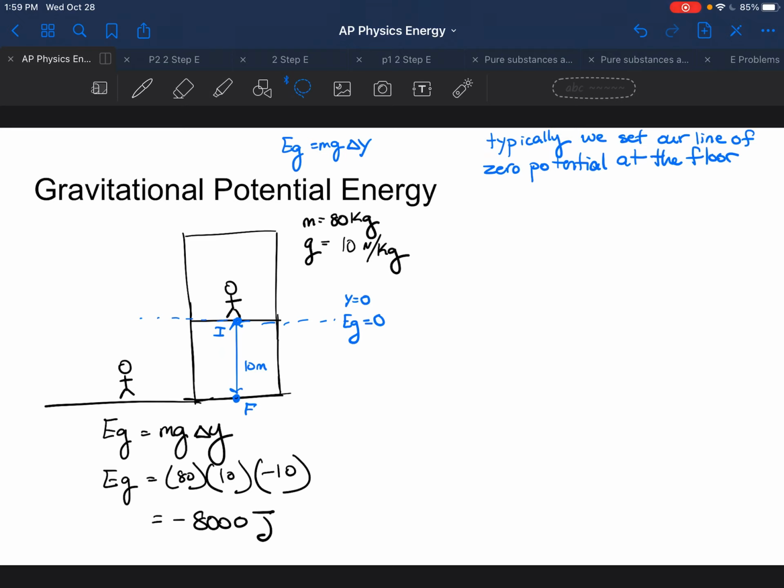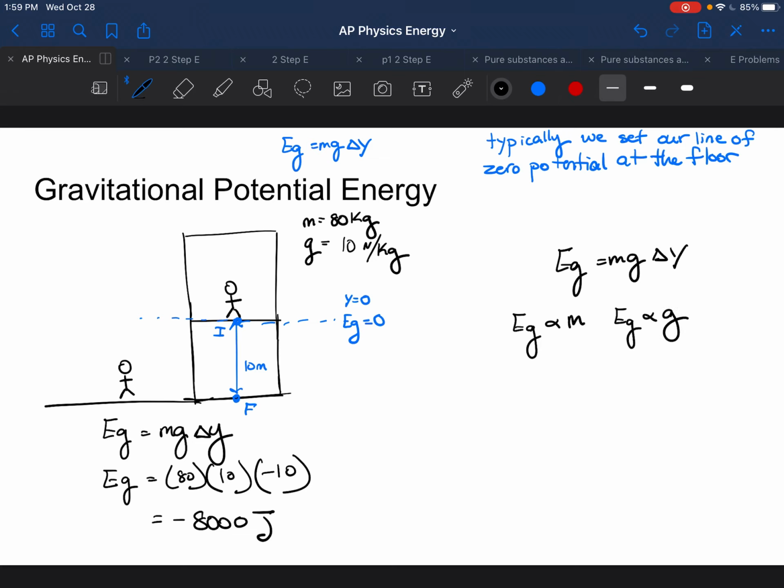And because it's proportional to EG equals mg delta y, we can see that EG is proportional to m. So if the mass increases, the potential energy increases. If the gravitational field changes, so Earth has a stronger gravity field than the moon, so on Earth you would experience more potential energy than you would on the moon.